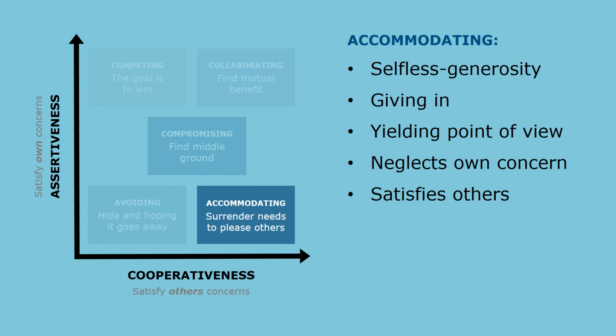And finally, the accommodating mode is at the bottom right of the model, which means an individual takes a wholly unassertive and cooperative approach. This might take the form of selfless generosity, giving in to another person's orders when you would prefer not to, or yielding to another person's point of view. When accommodating, an individual neglects his or her own concerns to satisfy the concerns of the other person. There is an element of self-sacrifice.